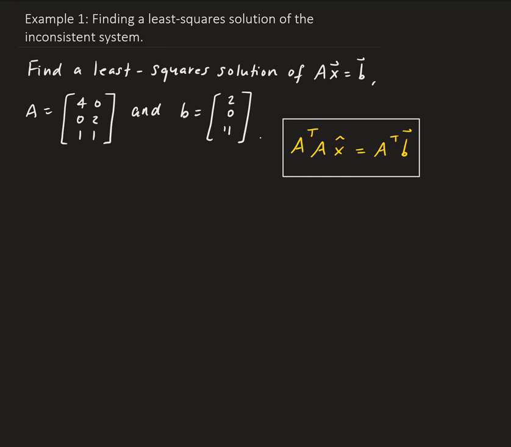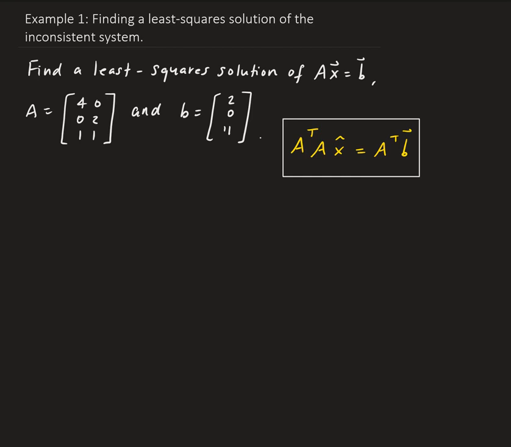We can tell that b is definitely not in the column space of A. We can verify that, because we know that A is not a square matrix. So the only way we can solve this is to find a least squares solution. In the box here are the normal equations, and those are derived in another video.